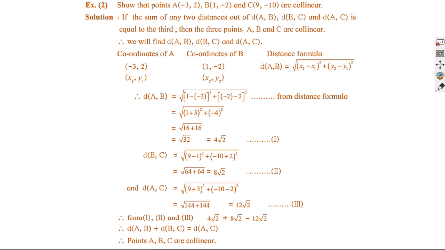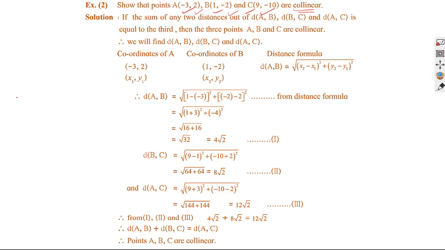Are they collinear? The question is, are they collinear? How to find out these points are collinear from these coordinate points? The technique is that these are coordinates of points A, B and C. So we will try to find out, using the distance formula, the distance between AB, BC and AC.